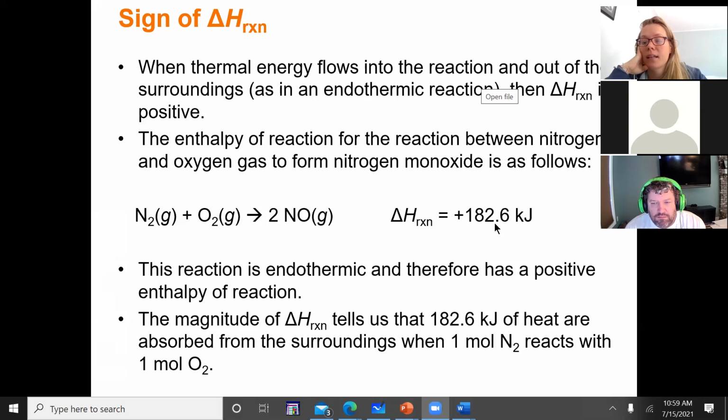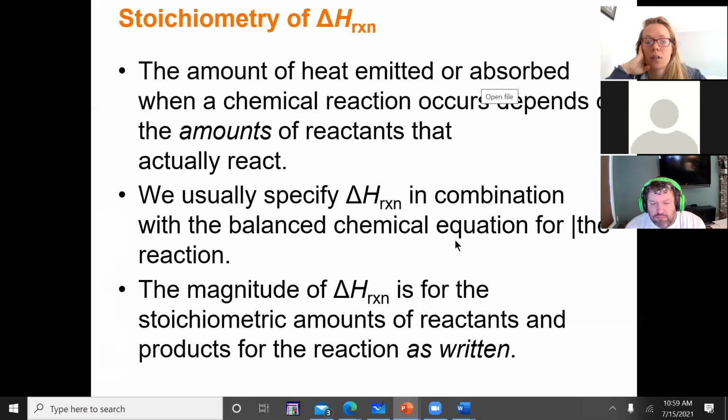Here's an example of an endothermic reaction. Positive sign, letting us know that it is absorbing energy. Again, this is a mole relationship. So for every 1 mole of N2 that combines with 1 mole of O2 and produces 2 moles of this, this is the amount of energy needed in order to do that. So we can use those amounts and a balanced equation to determine the delta H of reaction.